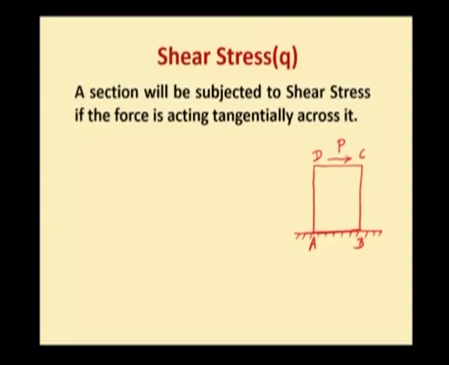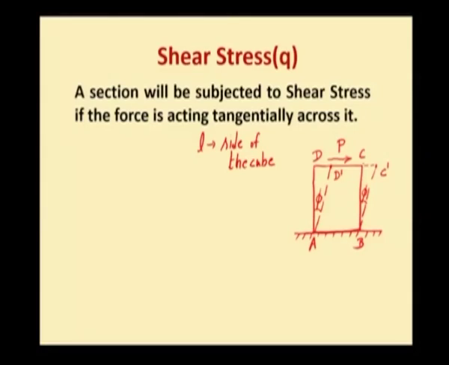Because of this tangential force, the side DC will be displaced to D dash and C dash like this, whereas the side AB will not suffer any displacement because it is fixed at its bottom. So, this cube will deform in this manner. The angular deformation is denoted as phi. So, let L be the side of the cube, side dimension of the cube.